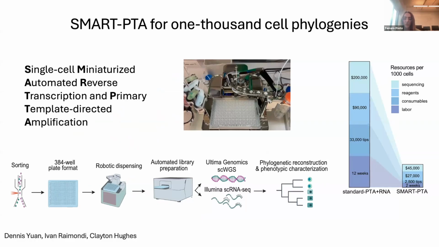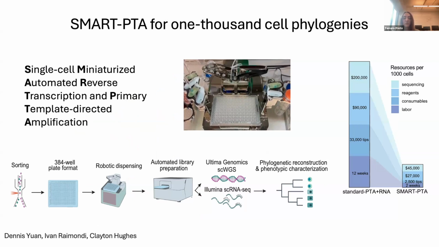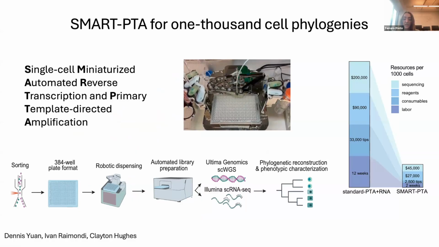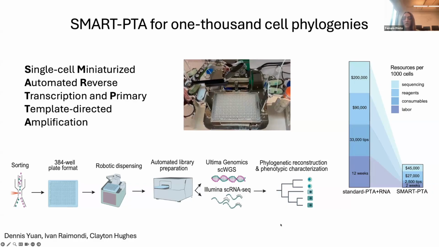But the PTA protocol was really time consuming, so the team decided to automate it. And the major improvement was derived from the robotization of the protocol and the miniaturization of volumes in 384-well plates. And this way, labor was decreased to 2 weeks instead of the original 3 months for 1,000 cells. And the sequencing cost was dramatically decreased using Ultima Genomics sequencing. And with the new modification of the PTA protocol from BioSkryb, we can also obtain full-length transcriptomes for the same cells.